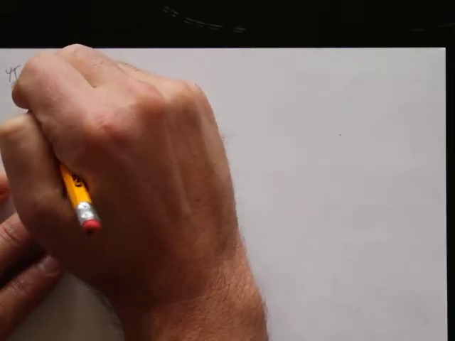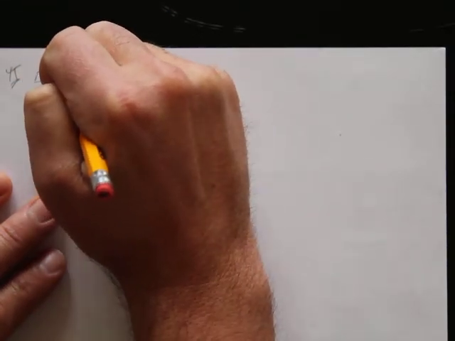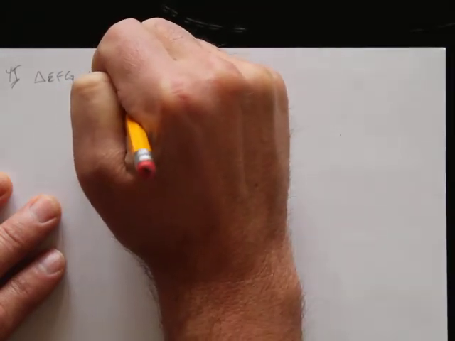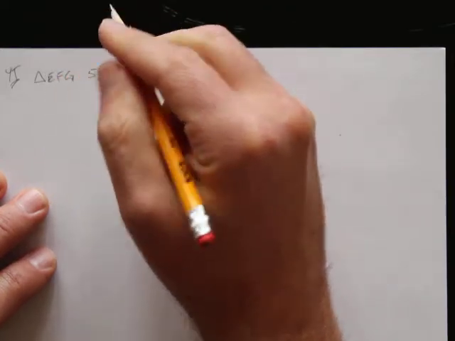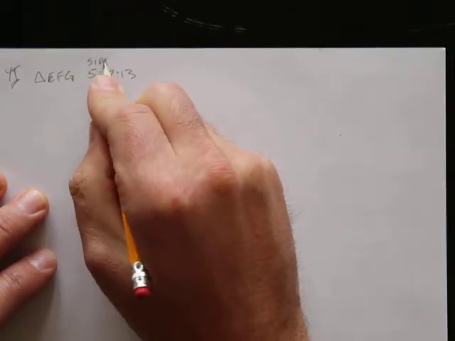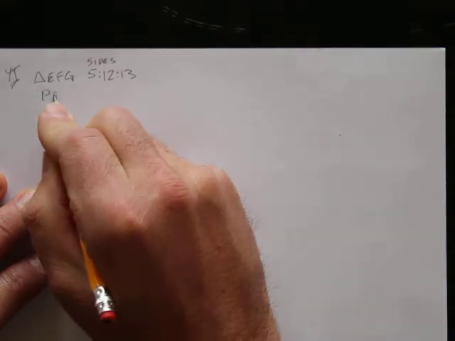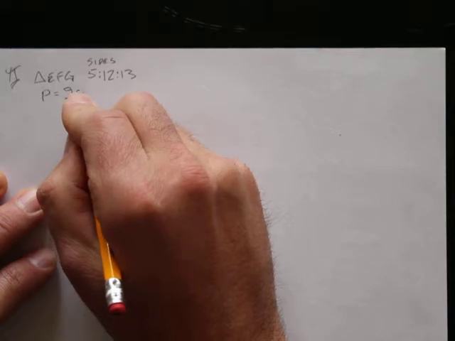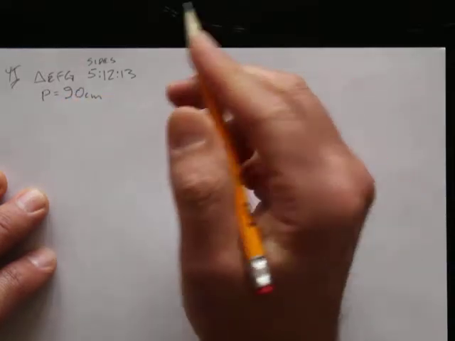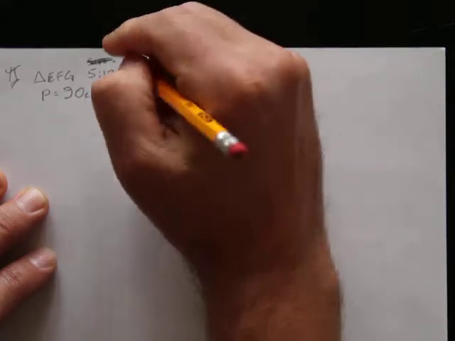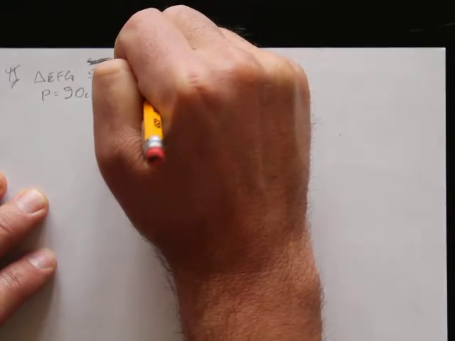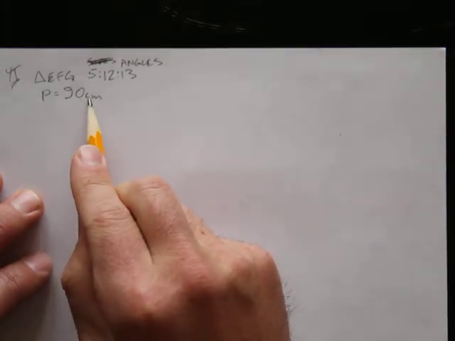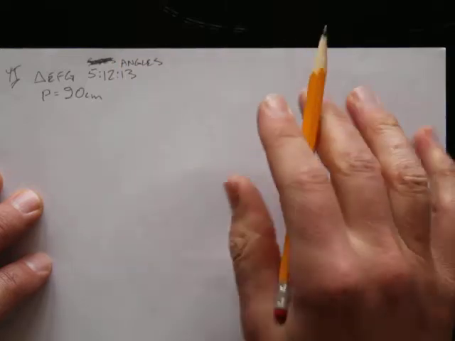And I've got a triangle, EFG, and the ratio of this triangle is 5 to 12 to 13. And the perimeter, so these are the sides. The perimeter is 90 centimeters. Oh, these are the angles. Sorry, these are not the sides. These are the angles. Okay, the perimeter is 90 centimeters. These are the angles.